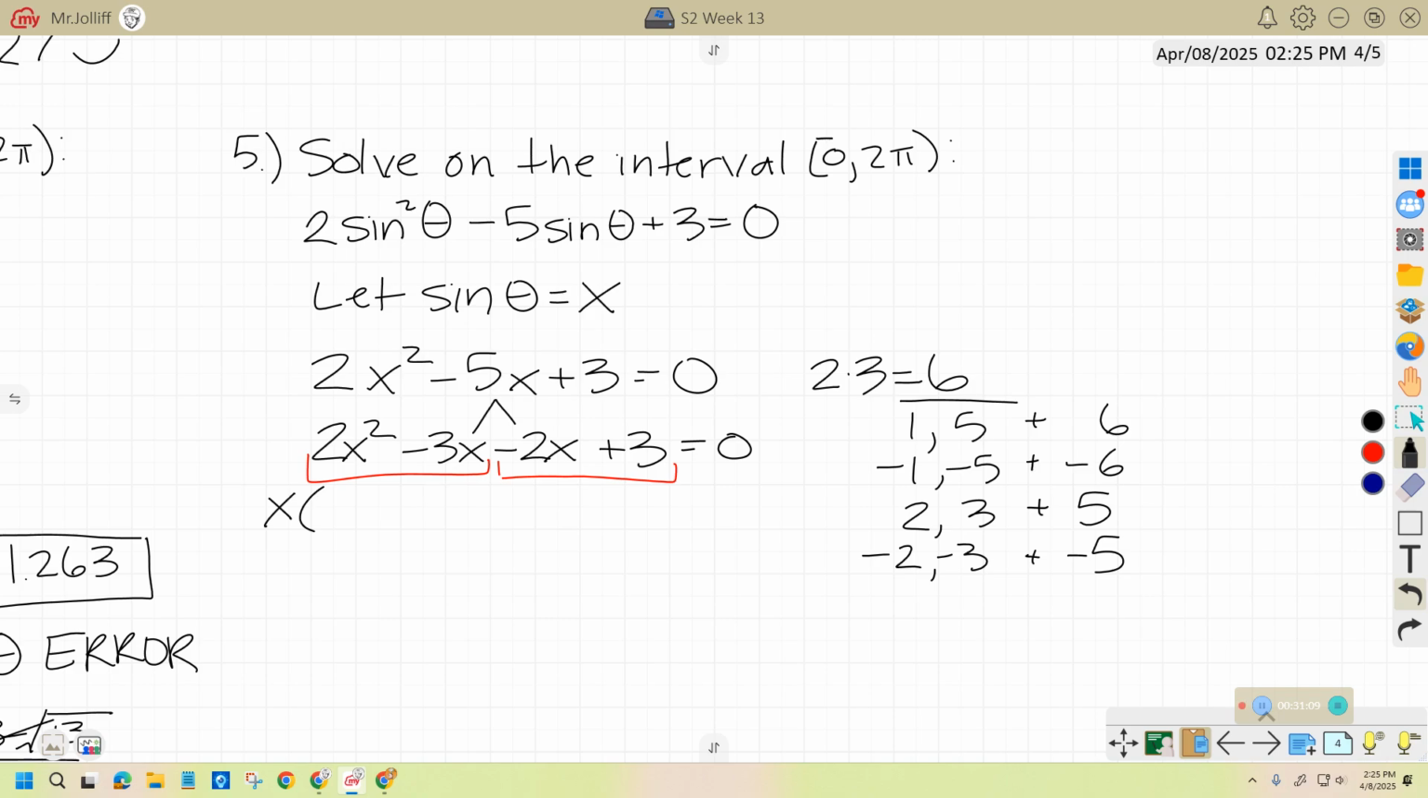2x squared divided by x. What am I left with? 2x, yeah. Minus, and then 3x divided by x is 3. Yeah, I agree. So 2x squared minus 3x is equal to x times (2x minus 3).